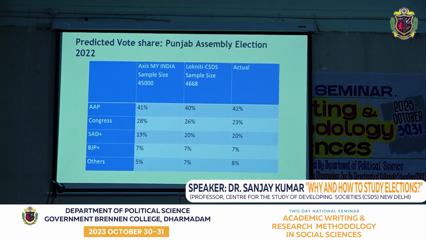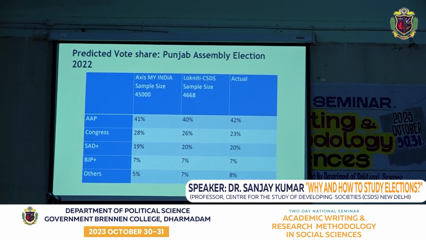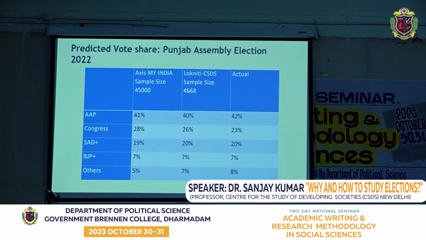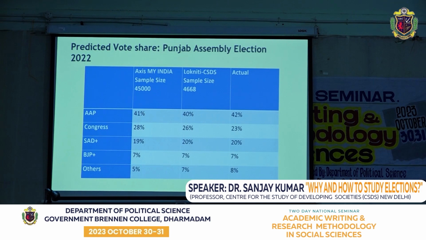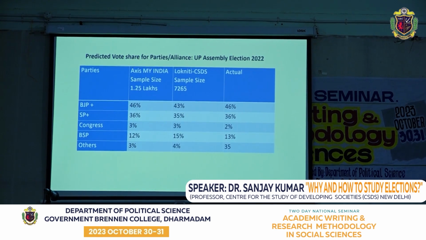Do you see much variation? Was a sample of 46,000 much better compared to 4,600 in predicting the vote share accurately? No, not at all. Move on. And this is not only about one election. That is why I have several slides to show.